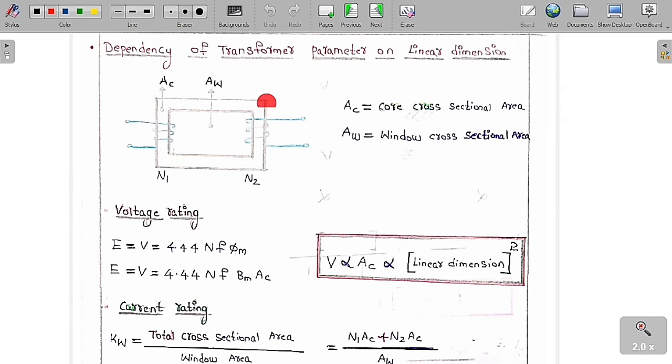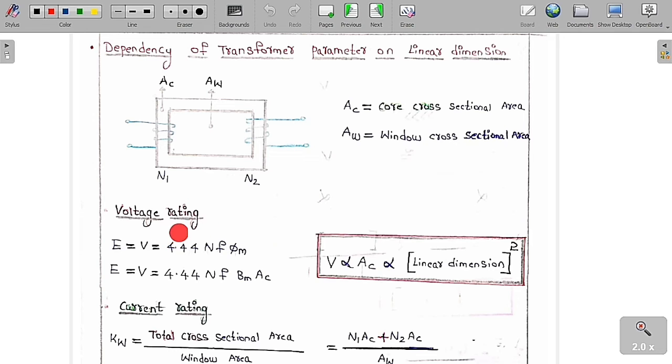This is the core of a transformer. Here is the primary winding and here is the secondary winding. The primary winding has N1 turns and the secondary winding has N2 turns. This is called the area of the core, whereas this part is called the area of the window. So AC is the core cross-sectional area and AW is the window cross-sectional area.